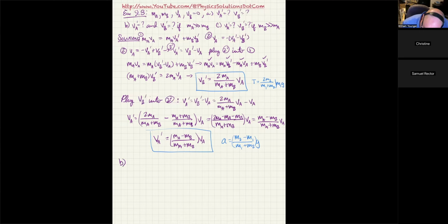Part B, we're going on the assumption that MA, the moving particle, is much larger than MB. So if you want to think about what this is like, a Mack truck running into the back of a Honda Civic or something at a stoplight. That's what we're talking about. So this is not a good scenario for the poor Honda Civic, but that's what we're going to work out.